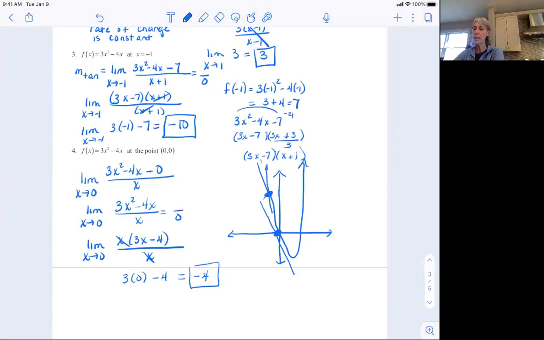So tonight, what I want you to do is practice using this formula. It's very important that you just get the process down.